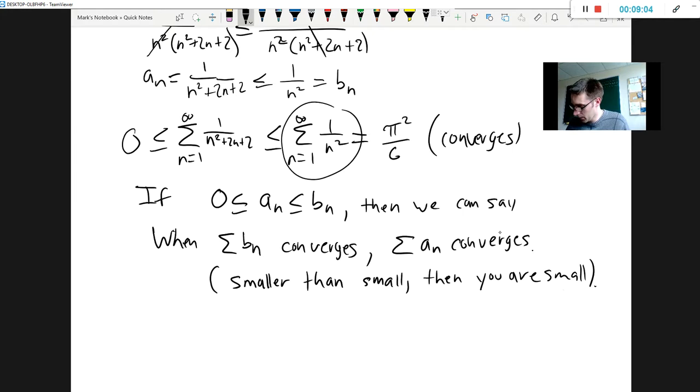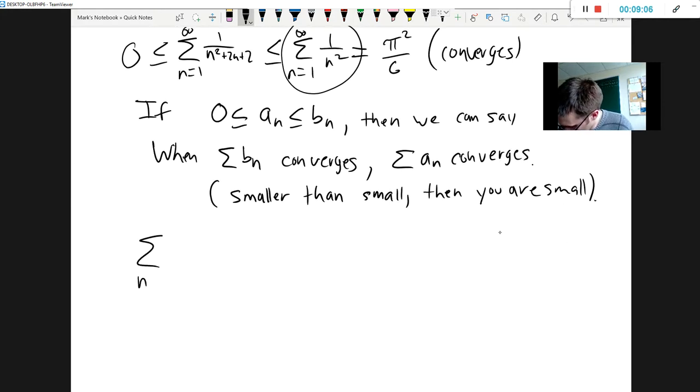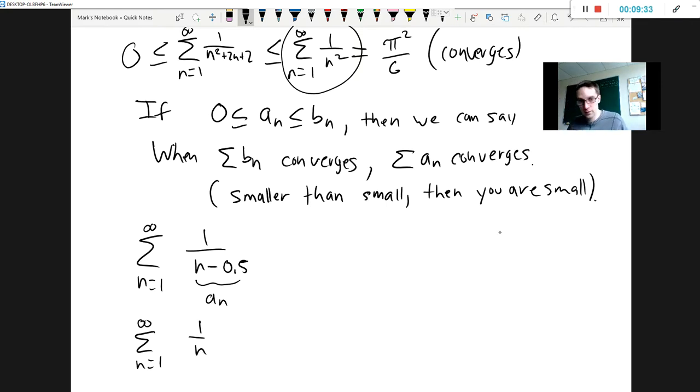Okay? And we could take that similar idea. Let's try one more example. Let's look at the sum from n equals 1 to infinity of 1 over n minus 1/2. Okay, so there's my sum, and let's call that AN. Let's compare that to the sum of 1 over n. Notice, let's see, we call this thing BN.